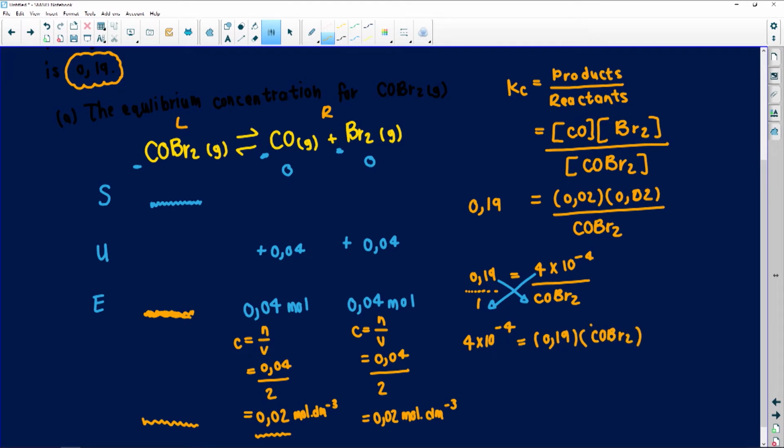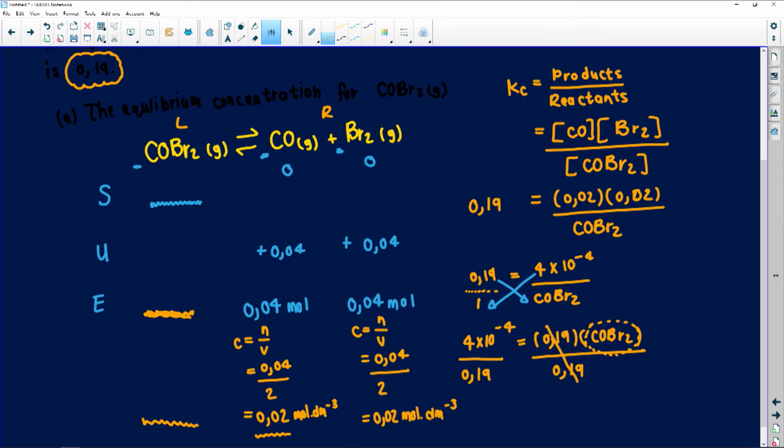Now, I want my BR2 to be all by itself. How do I do that? You divide both sides by the number that is irritating what you're looking for. In this case, this is what I'm looking for. What is irritating it is this number. I'm going to divide both sides by 0.19, so this and this will cancel.